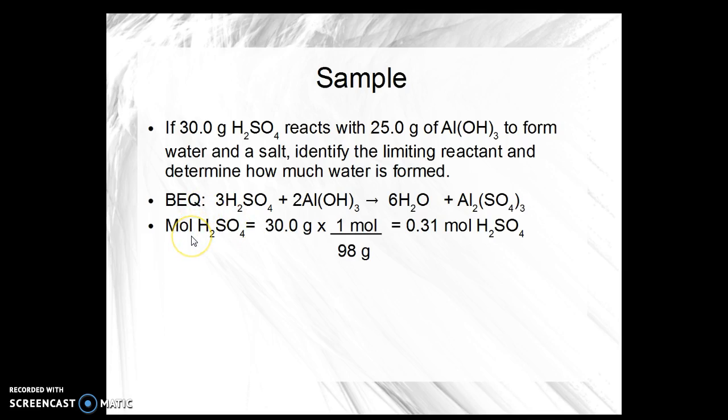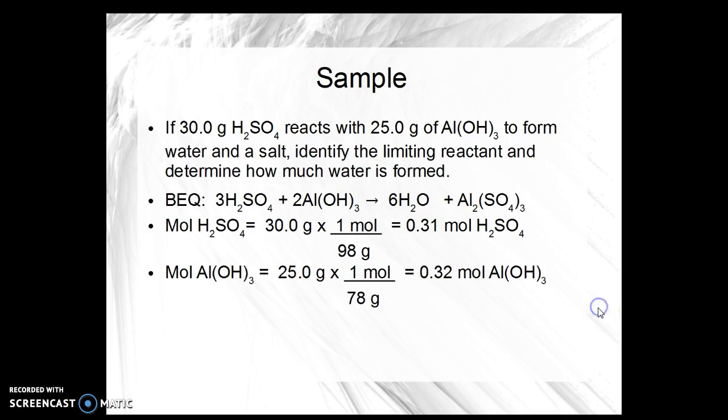This tells us that the moles of sulfuric acid needed would be 30 grams times 1 mole over 98 grams. That is, what do we have? We have in the 30 grams of sulfuric acid 0.31 moles of sulfuric acid. The moles of aluminum hydroxide, we have 25 grams. We multiply it, going in the mole hole, by 1 mole over 78 grams, and we get 0.32 moles of aluminum hydroxide.